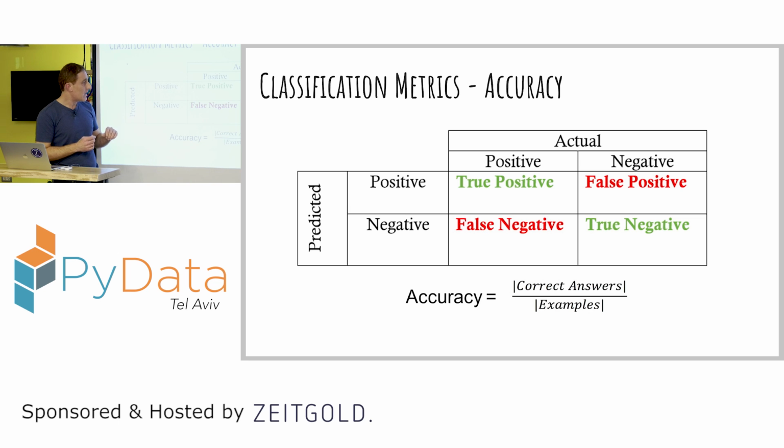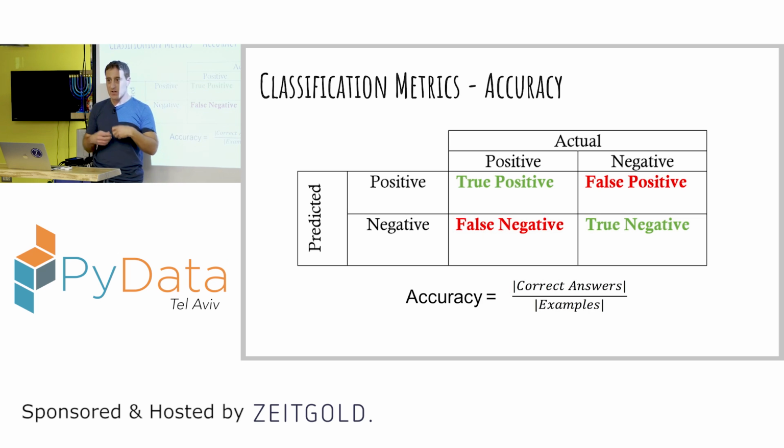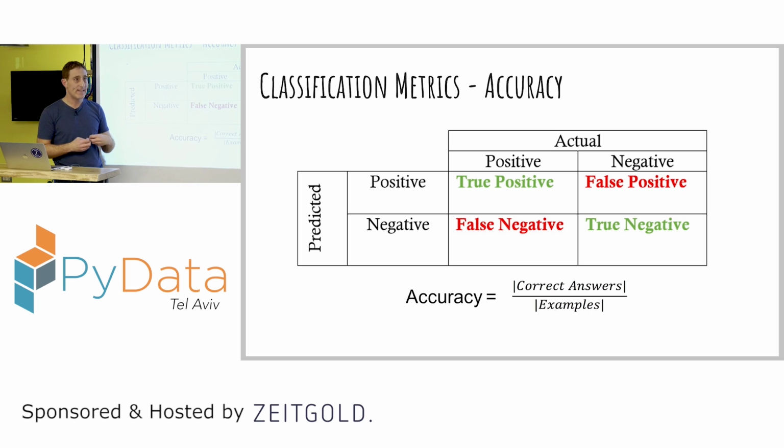So we have the columns. The columns relate to the actual. What is actual? It is what happens in the real world, what happens in the label.